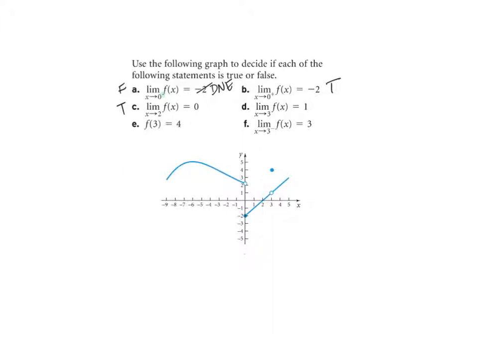Okay, letter D, the limit as x approaches 3 of f of x equals 1. So the limit as x approaches 3 tells me where to put my wall, at 3. And then I want to come in from the left of 3 and move along the graph toward the wall. I get a height of 1. And then also starting from the right and moving toward the wall, I also get a height of 1. So letter D, that is a true statement. The limit is 1.